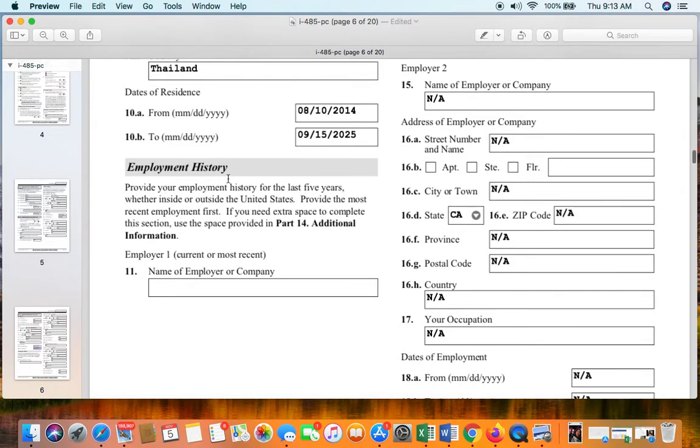Employment history. Provide your employment history for the last 5 years, whether inside or outside the United States. Provide the most recent employment. If you need extra space to complete this section, use Part 14, additional information. Employer and current: since my derivative applicant, my K2, is not working yet and is still a student, you can just put NA on it.